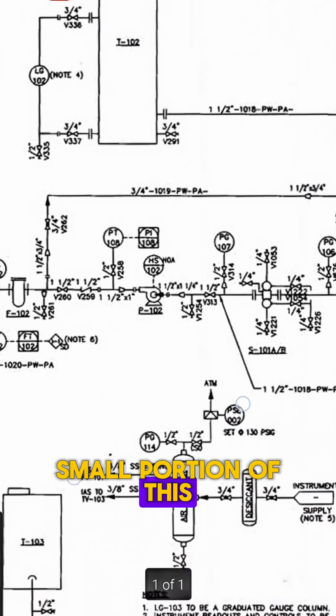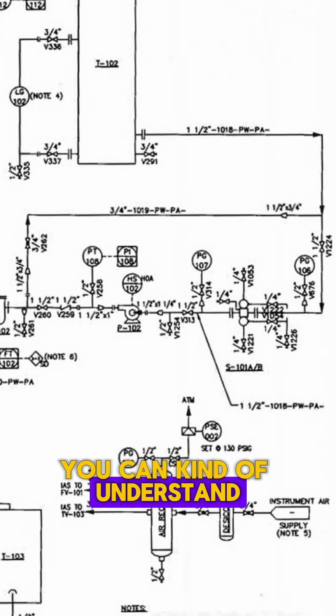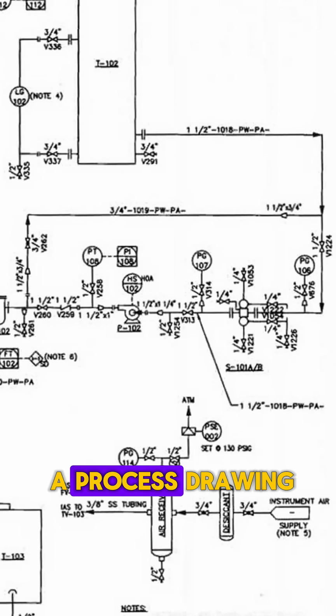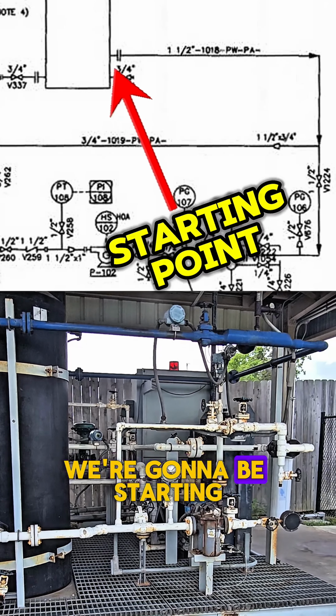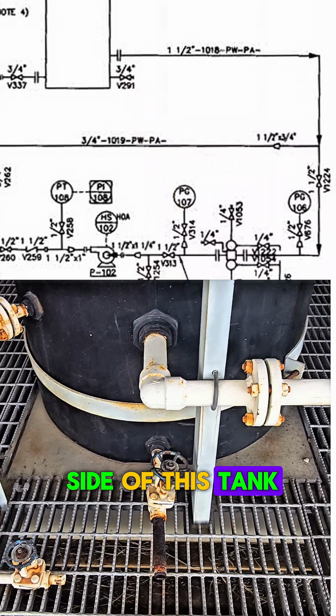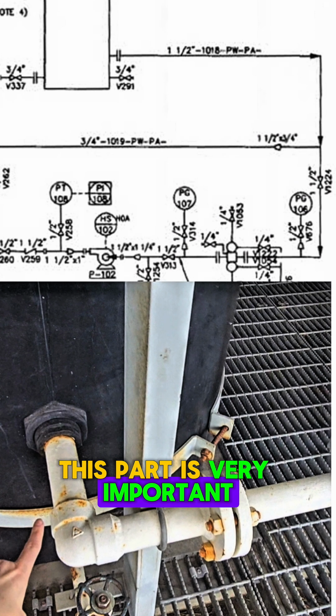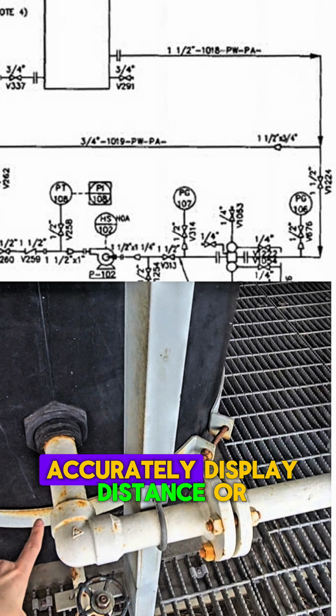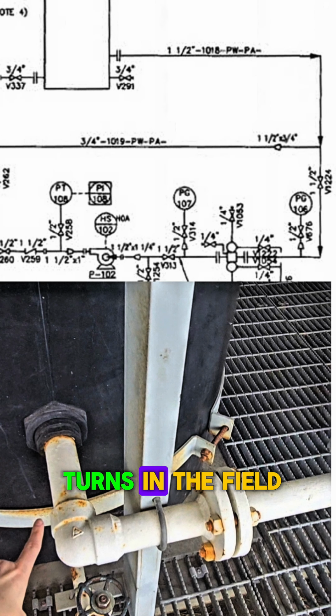Now let's walk a small portion of this P&ID out so that way you can kind of understand what you're looking at when you're looking at a process drawing. We're going to be starting at the white line coming out the bottom side of this tank. This part is very important. P&IDs do not accurately display distance or turns in the field.